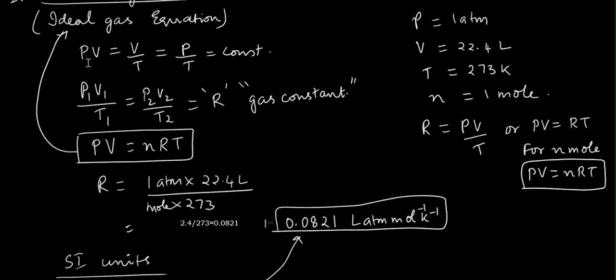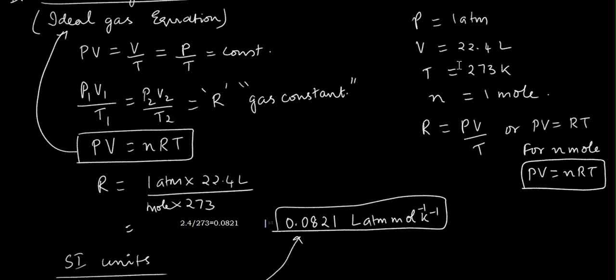In Boyle's law, pressure is inversely proportional to volume, or PV is equal to constant. In Charles's law, volume is directly proportional to temperature, or V by T is equal to constant. Gay-Lussac's law: pressure is directly proportional to temperature, or P by T is equal to constant. If we combine these, P1 V1 by T1 is equal to P2 V2 by T2, which is equal to a constant, and that is called R, the gas constant. So the equation is PV is equal to nRT.